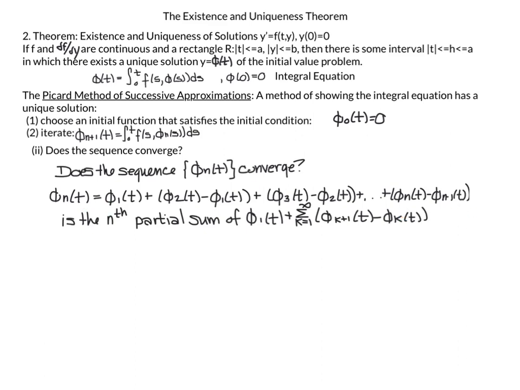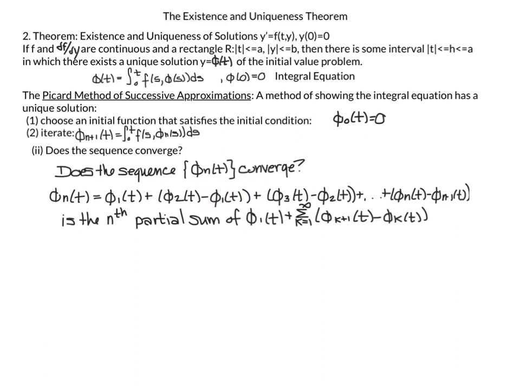So we're going to create a series, and we're going to do that using a telescoping series. If you've heard of that before, that's great. And if you haven't, we'll talk about it. So we have phi n of t is equal to phi 1 of t plus, and this is our next term, phi 2 of t minus phi 1 of t.